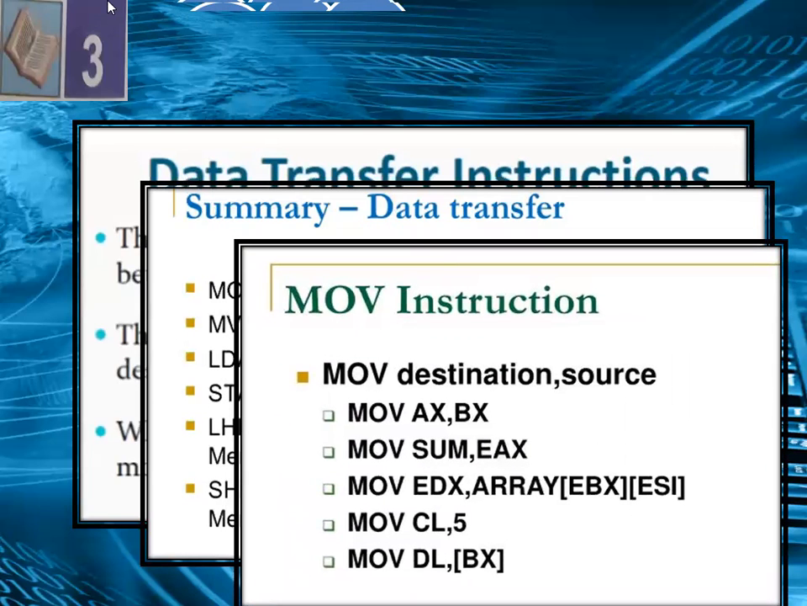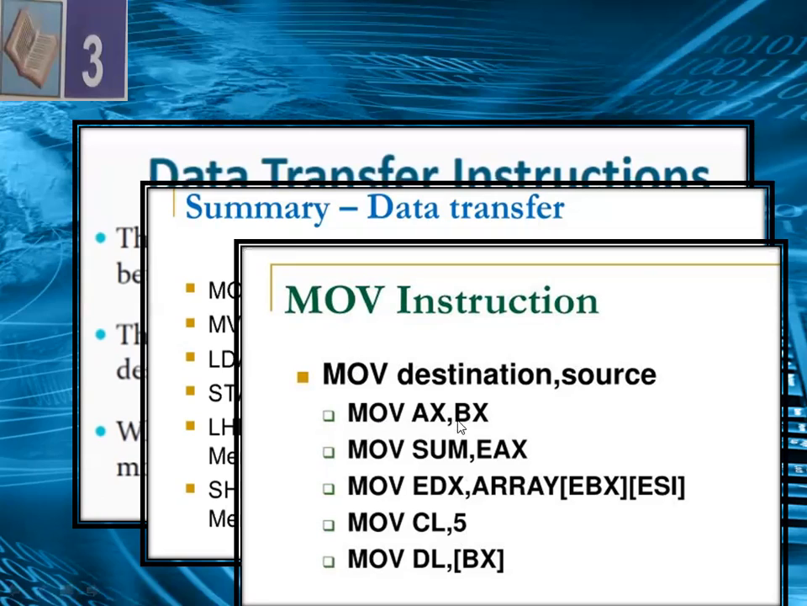So here we have one move instruction, how it can be used. MOV destination, source. This is your operation, the opcode. And this is your operand, on which the operation will be performed: destination address and source address. And this is one data transfer instruction.